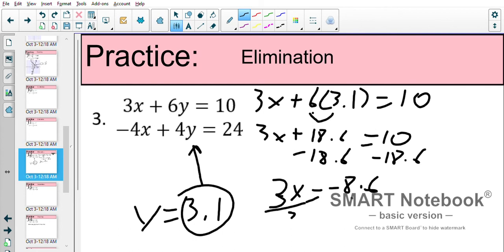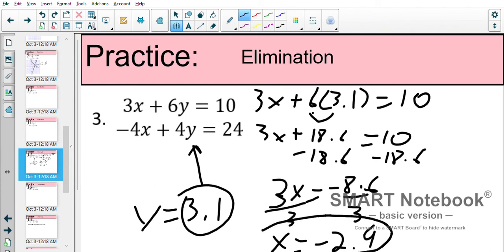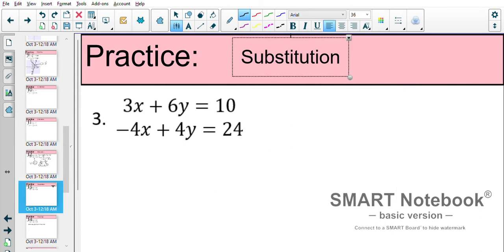And we finish this out by dividing by 3. Again, that's not a nice number. That's okay. You can round it as the decimal, and that would give us negative 2.9. You could also leave these as fractions. Either one would be fine. But now we have our x and y values. Awesome.